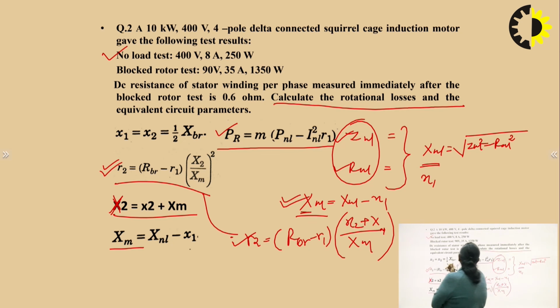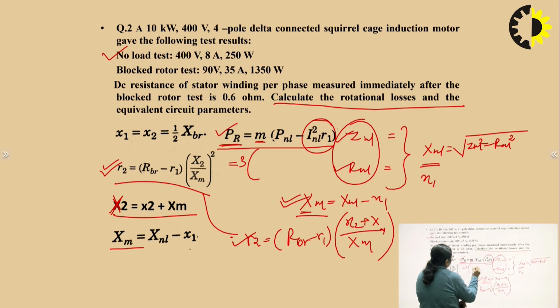So for determination of the rotational losses, what I have to do, I have to subtract the no load I square R losses from the machine, right? M is for the number of phases. For our system, the number of phases are 3. PNL is the total power measured under the no load condition. It is given to us as 250 watt, and this is per phase I square R losses under no load condition. So the no load current is 8 ampere.